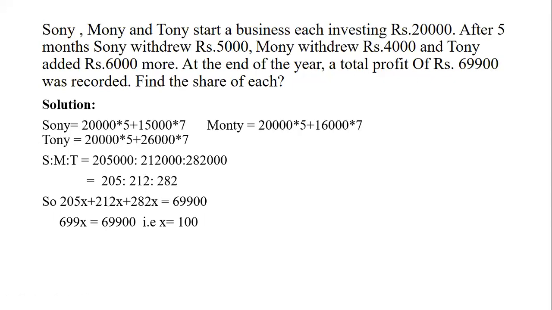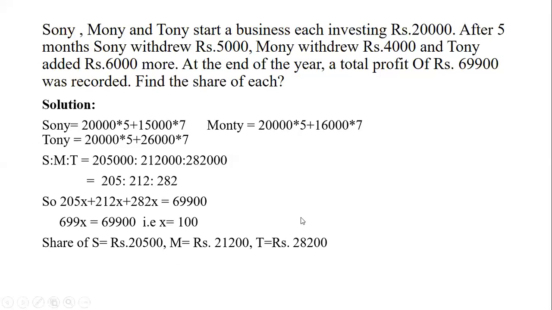So we just need to look into the question and then make our approach in which way you need to solve. Either you can take it as x or you can take it as a fraction. That is up to us to decide, but we can assure that they will be giving values which are exactly divisible, because this question has to be solved within 30 seconds or 1 minute. So definitely they will give values which are easily solvable. So now we know x value is 1000. So share of Sony is 205,000, Monty 212,000, and Tony is 282,000.